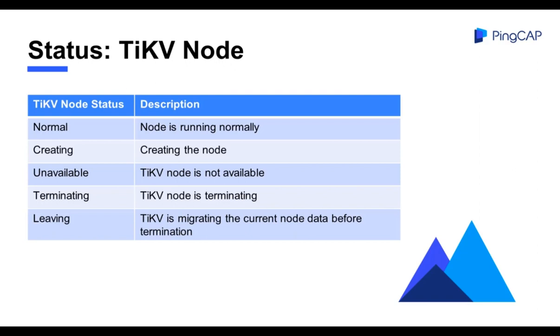There are 5 statuses for a TiKV node. Normal, when the node is running normally. Creating, while creating the node. Unavailable, when the TiKV node is not available. Terminating, when the TiKV node is terminating. And leaving will indicate that the TiKV node is migrating the current node data before termination.